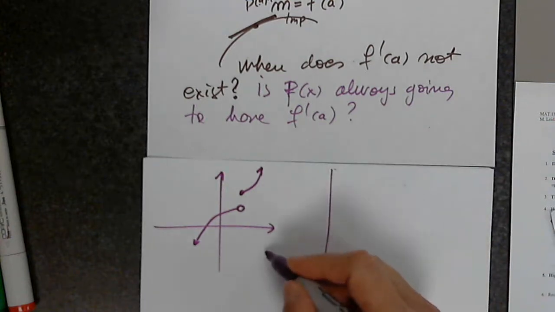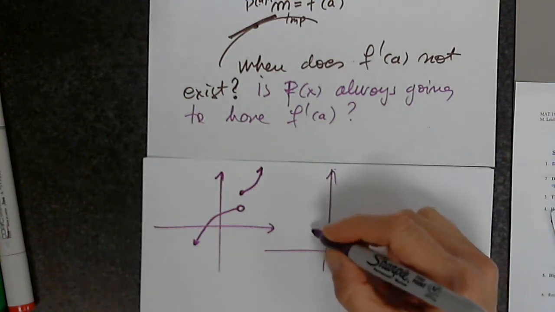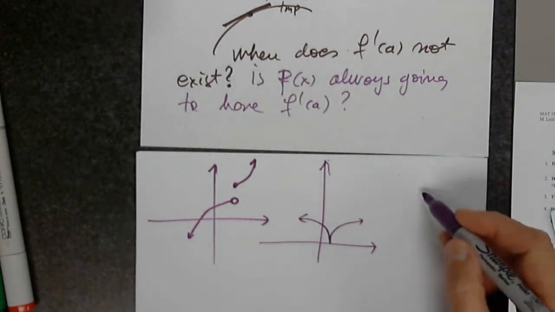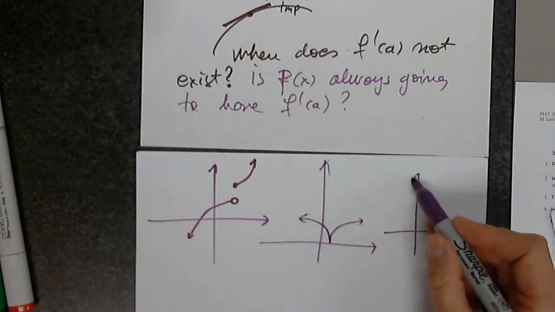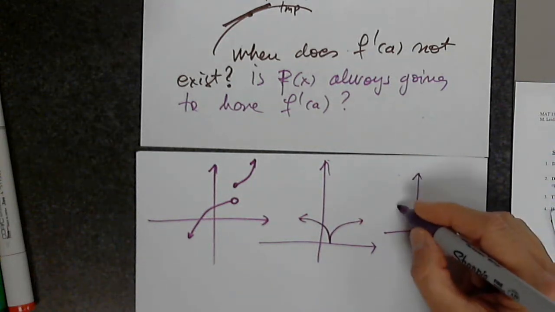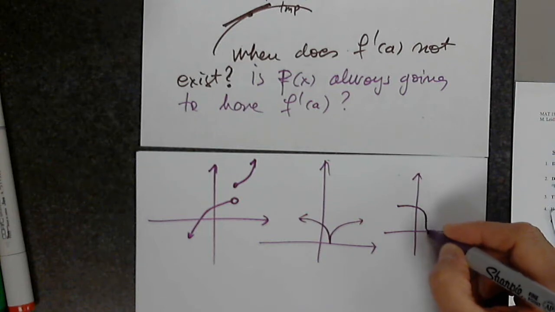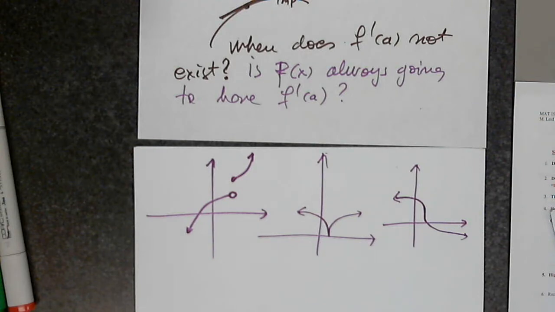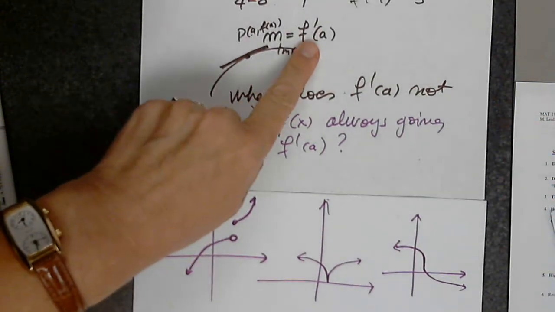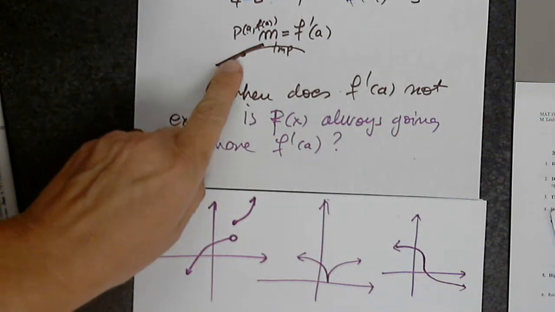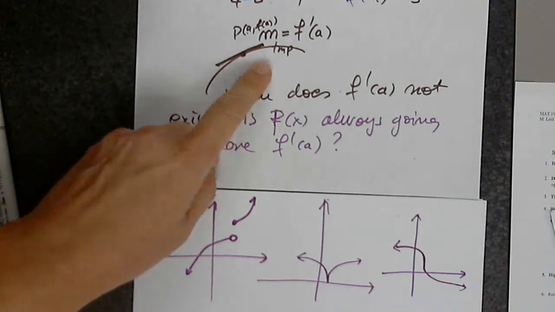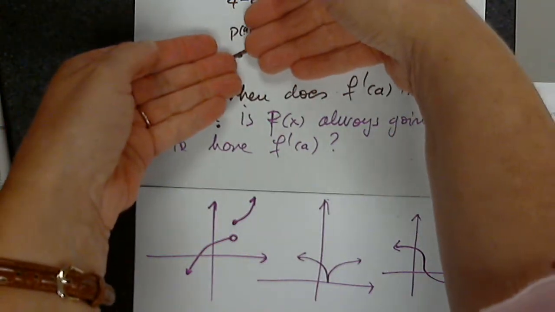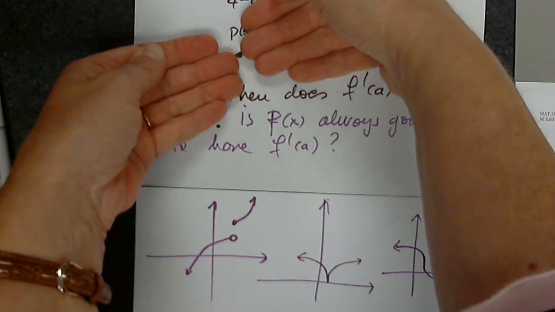Here's another situation. These are all functions. And here's a third one. So one more time, the derivative at a point is the slope of the tangent line at that point. Both sides on the slope, both sides have to approach the same number.